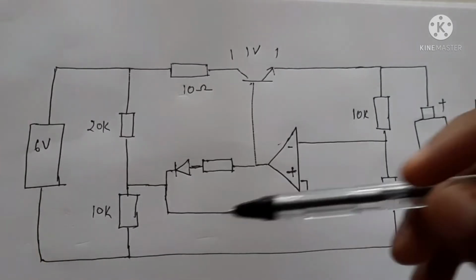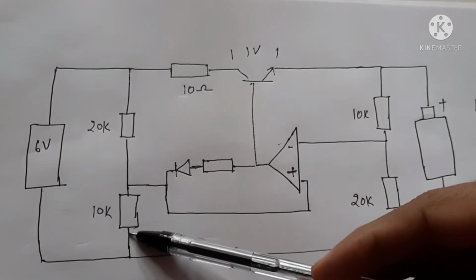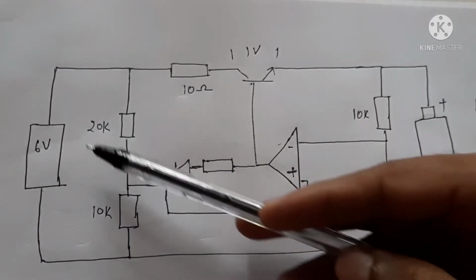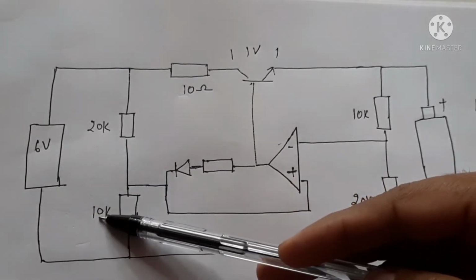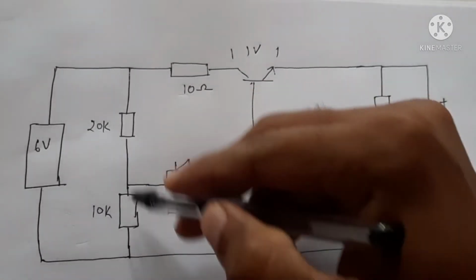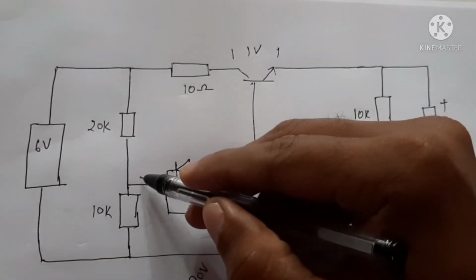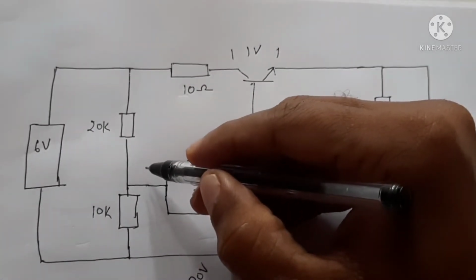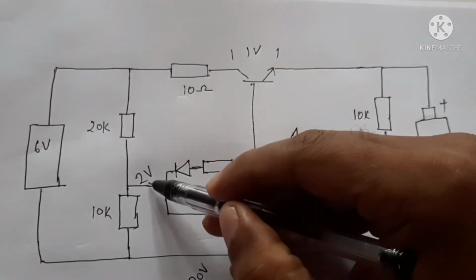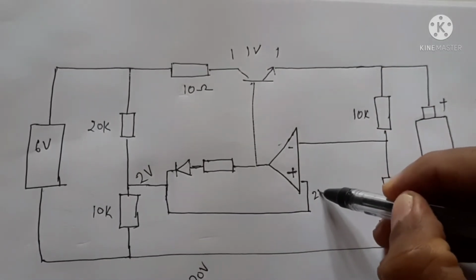If we look at this circuit, the input voltage is 6 volt. We are using a voltage divider with a 20k resistor and a 10k resistor. So we will get 6 volts divided by the total of 30k, into 20k. This will be the voltage at this point. So the voltage at this point will be around 2 volts.